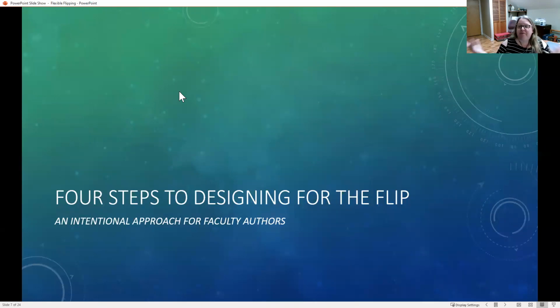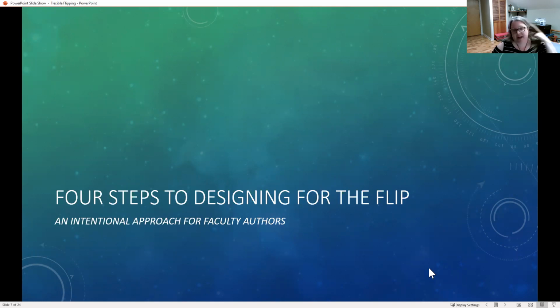Okay, so now that we have a little bit of that background idea of what the flip is, it's really about changing where the individual work happens and where the group work happens, and the roles of both the students and the teachers in that. So here, what I'd like to walk through are 4 steps that helped me design a flip, really thinking about this intentionality in terms of writing things.